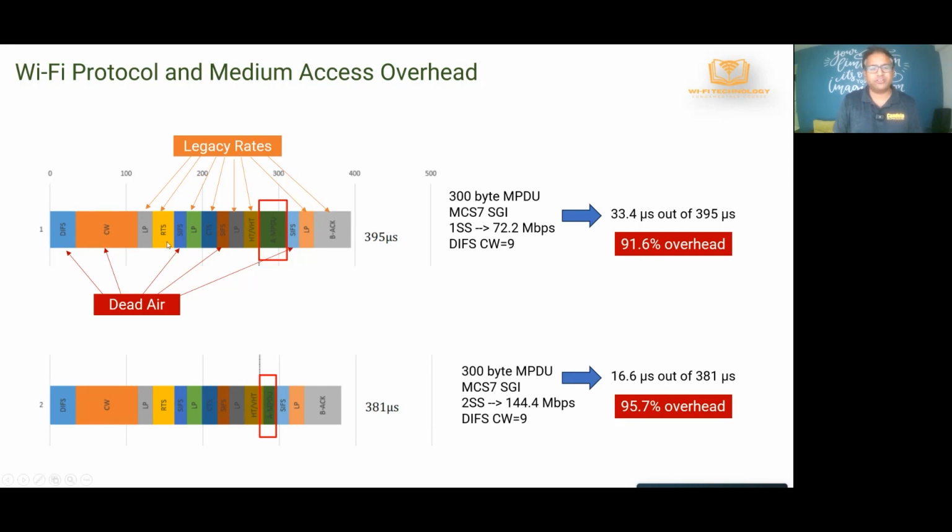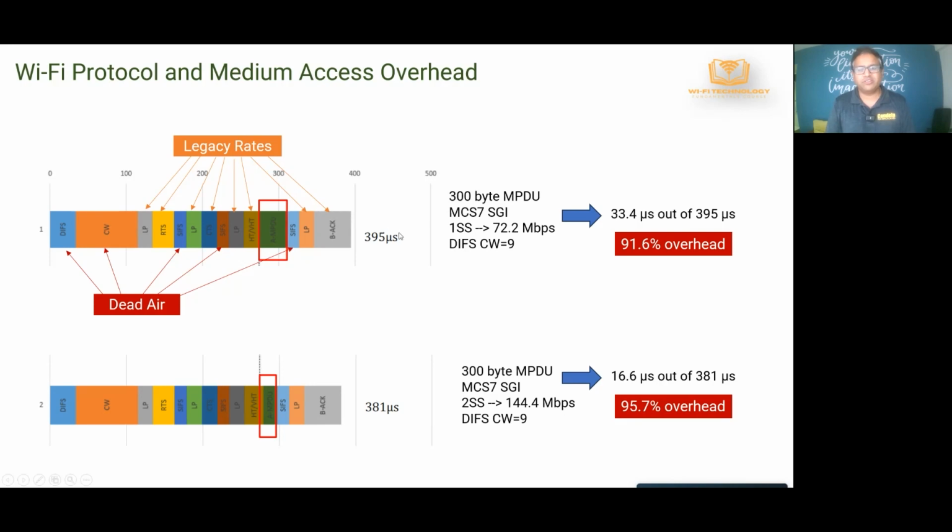So if you look at these blocks, there are certain blocks that are just dead air. You're not transmitting anything. The DIFS, the contention window, the SIFS, all these things are dead air. You're just not transmitting anything, right? And then all these other things which are part of overhead are, of course, transmitted at legacy rates. They're all transmitted at 1 Mbps or 6 Mbps, very low data rates. So even though you're sending very little information, they're taking up a lot of airtime.